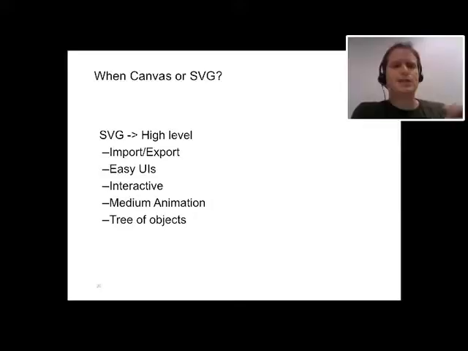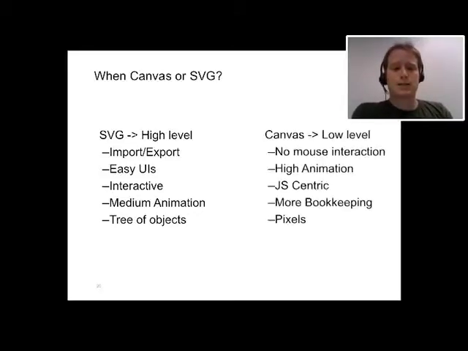Use it whenever you want to create easy user interfaces, because SVG is a retained mode API, which means there's a tree of everything that you've added to the screen. So it's really easy to do hit detection and add events to things, because you can just add your listeners somewhere in the tree. It's interactive, it's good for medium animation, and it gives you a tree of objects.